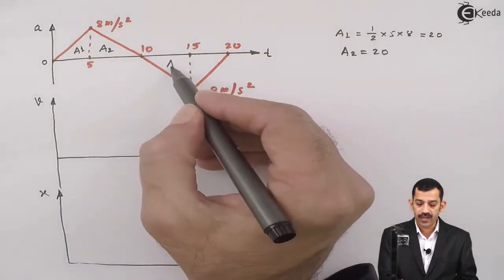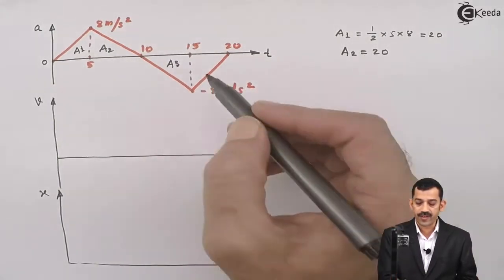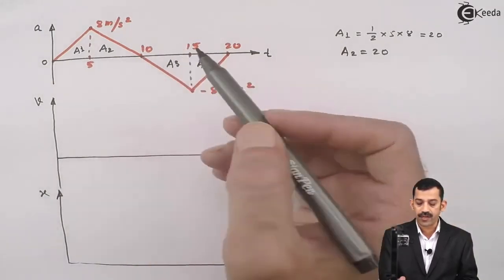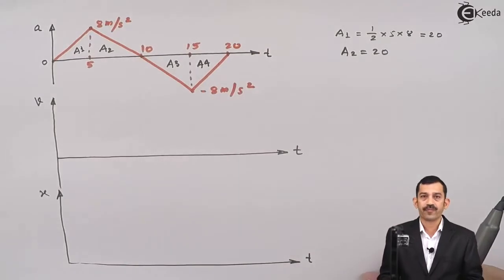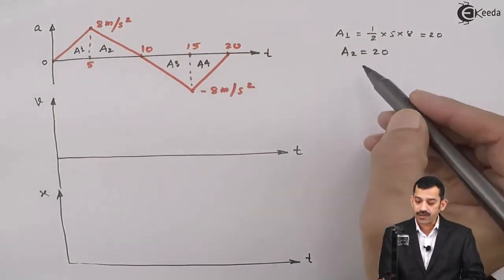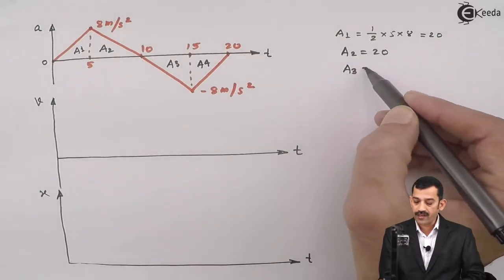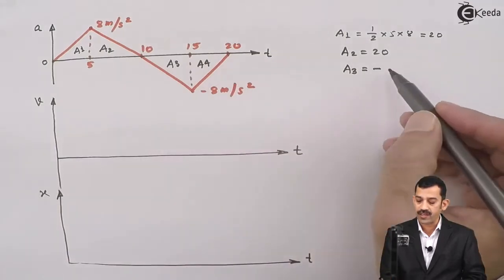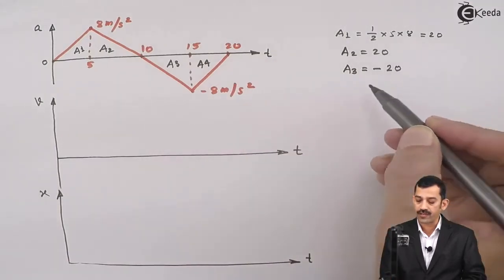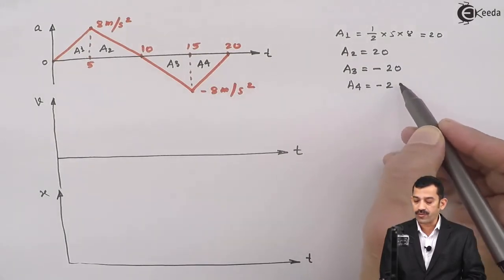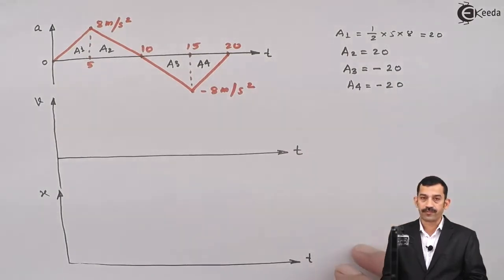Next area, we will write as A3 and this one as A4. Again these areas are the same because the base of the triangle and height of the triangle are the same. Therefore, areas A3 and A4 are each equal to half of base 5 times height 8, same magnitude, but as they are below the t-axis, we will write them with a negative sign. This one is also minus 20.